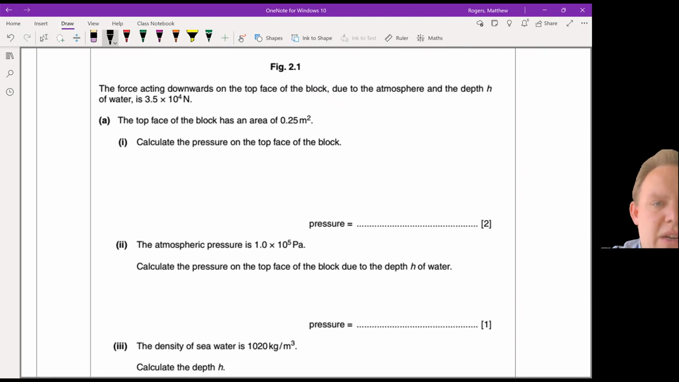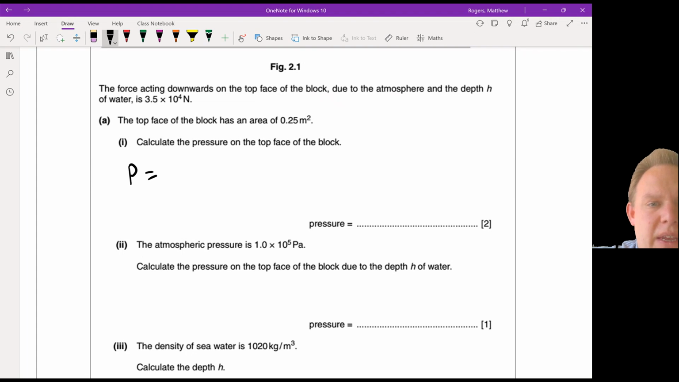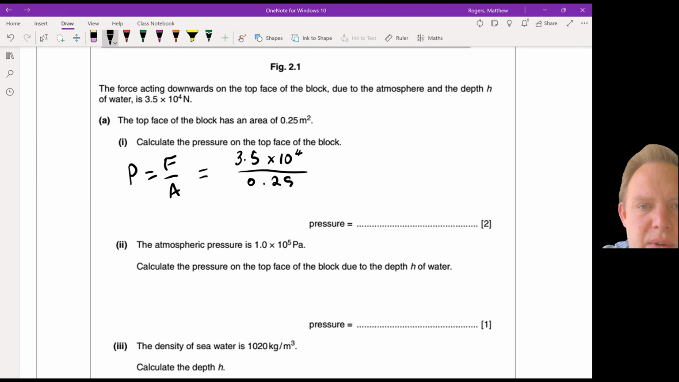We're going to use the equation pressure is force over area. We need to rearrange this. No, we don't need to rearrange this. So this is 3.5 times 10 to the 4 over 0.25. Just checking the units. This is in newtons, this is in meters squared, so we don't need to mess around with the units. This should give us an answer of 1.4 times 10 to the 5 pascals.